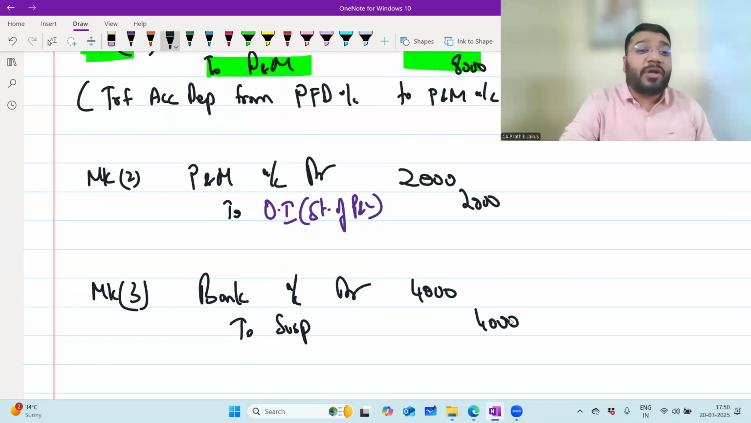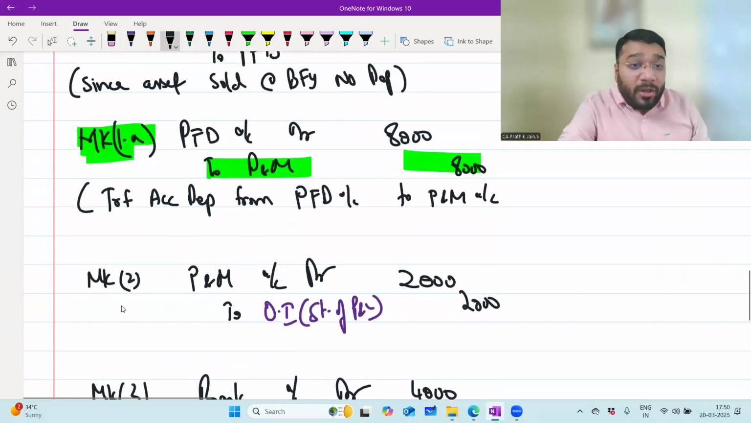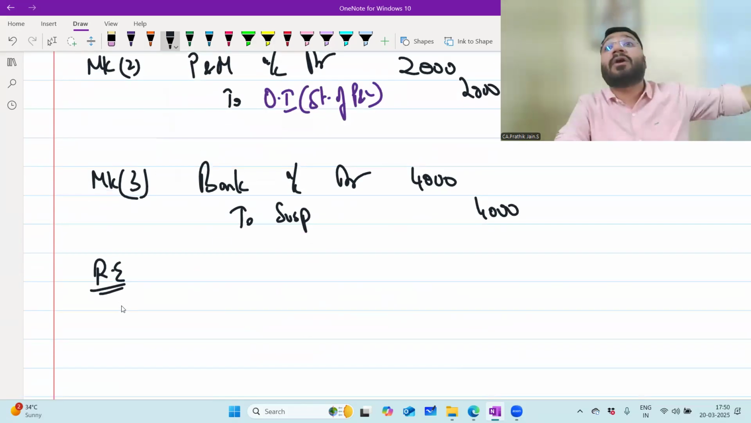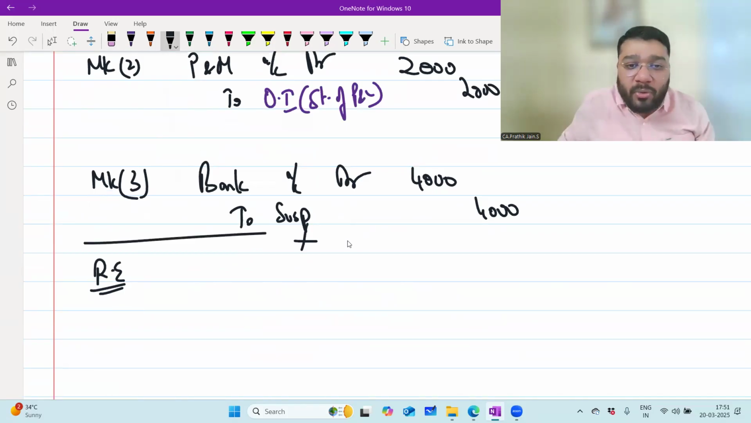So now I have to cancel it. You have to pass a rectification entry now. Understand, all these entries, entry 1, entry 2, entry 3, were recorded by your accountant. Now this entry is what you are going to record.